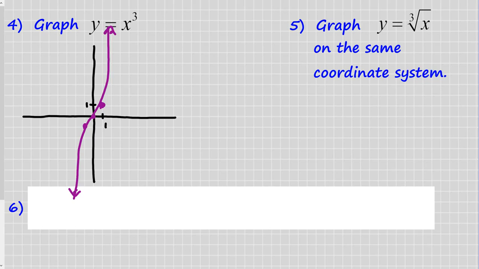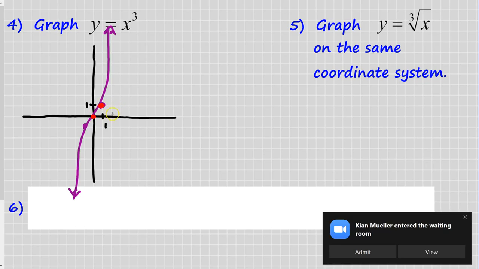So then we know for inverses we're going to switch x and y. So instead of the point 0, 0, switch x and y and you get the point 0, 0. Instead of the point 1, 1, switch x and y and you get the point 1, 1. Instead of the point 2, 8, switch x and y and you get the point 8, 2. We would have -1, -1, and we would have -8, -2.